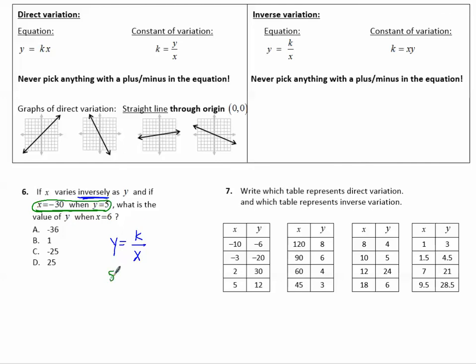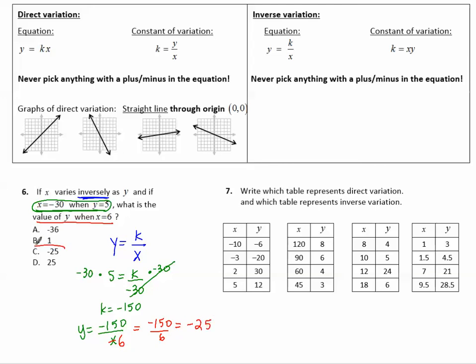So the y is 5, and the x is negative 30. To solve for k, I multiply both sides by negative 30, and k equals negative 150. So my equation is y equals negative 150 divided by x. What is the value of y when x is 6? So I'll plug the 6 in for x, and negative 150 divided by 6 makes negative 25. C is the correct answer.